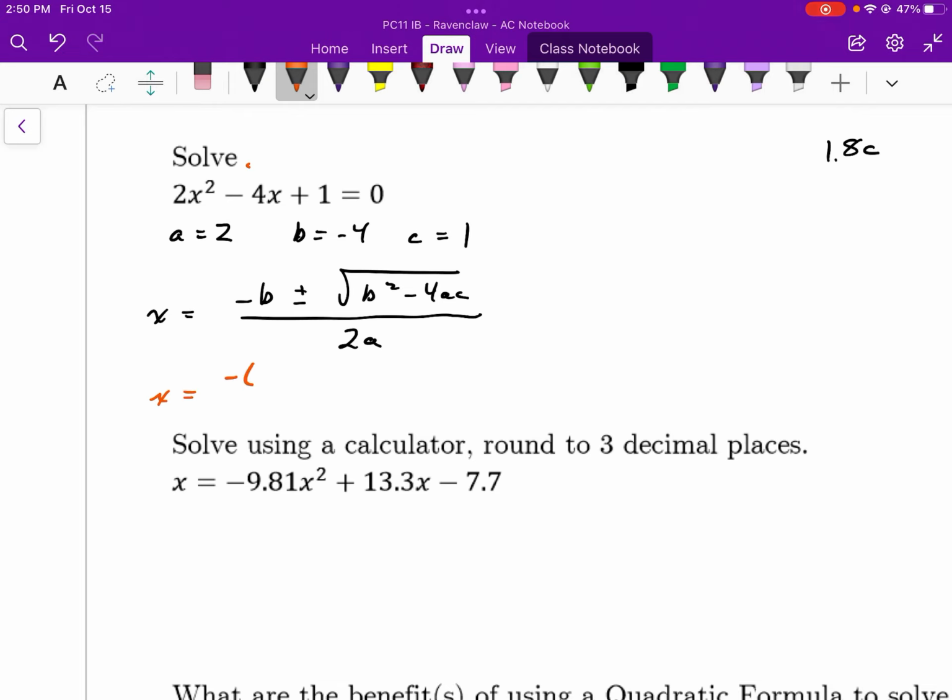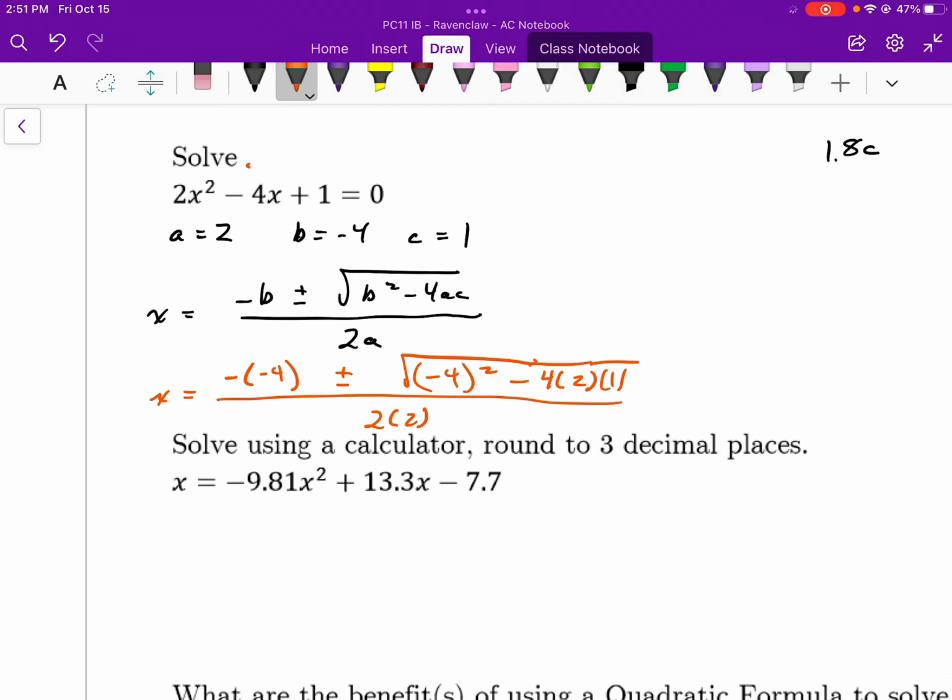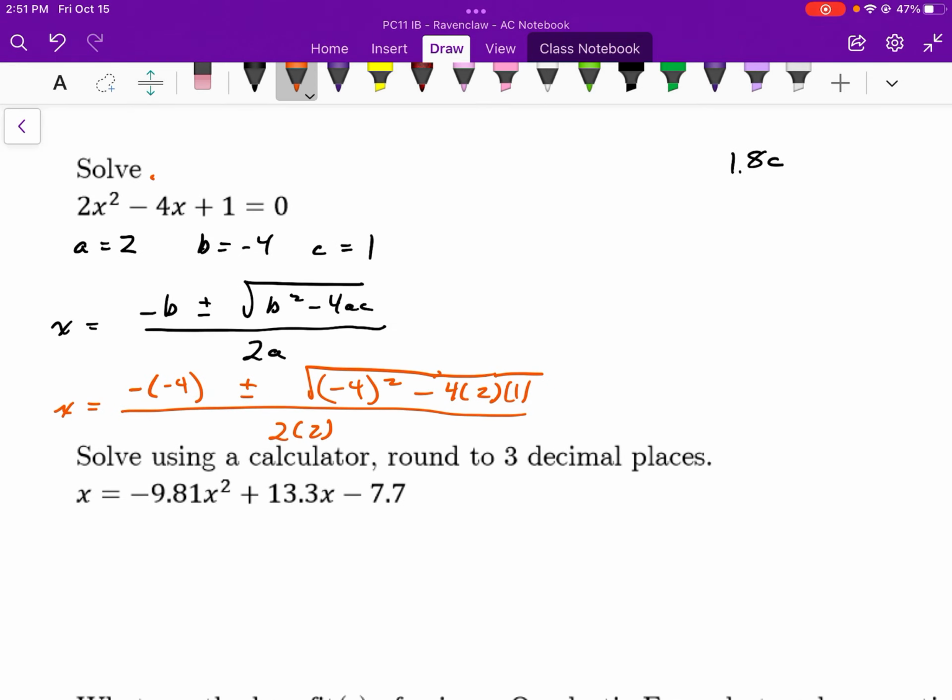So negative b, so negative, and b is negative 4, plus or minus the square root of negative 4 squared minus 4ac, all that divided by 2a, where a is 2, b is negative 4, c is 1. Now, I'm kind of feeling nervous here for some reason because this is kind of tricky.